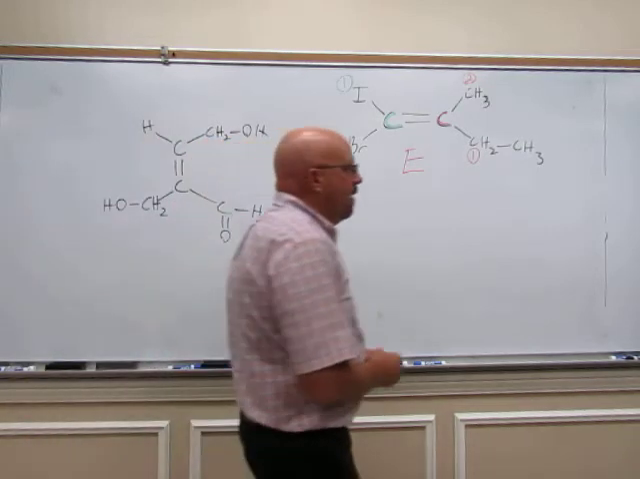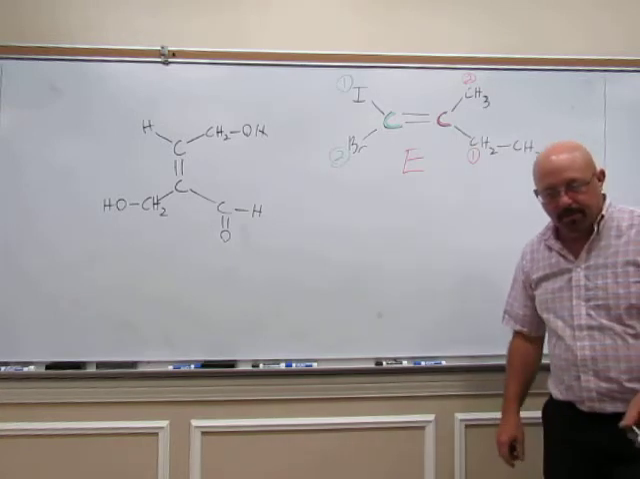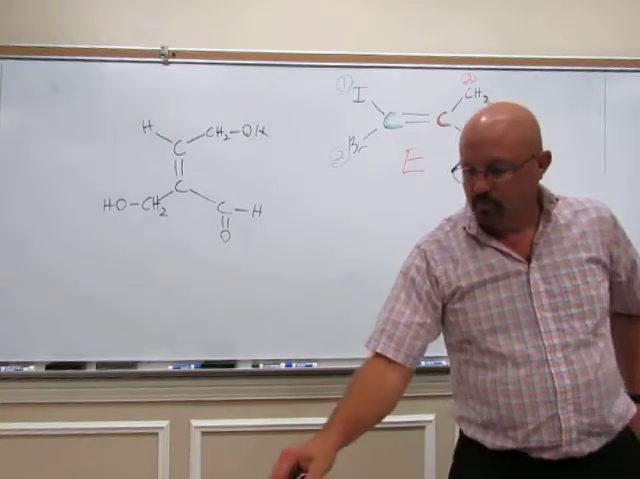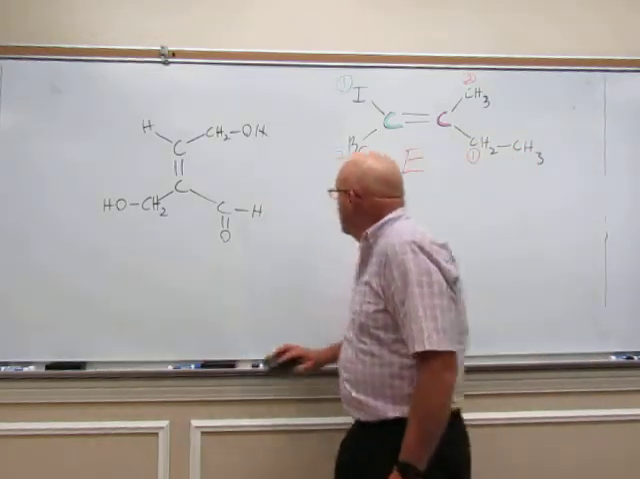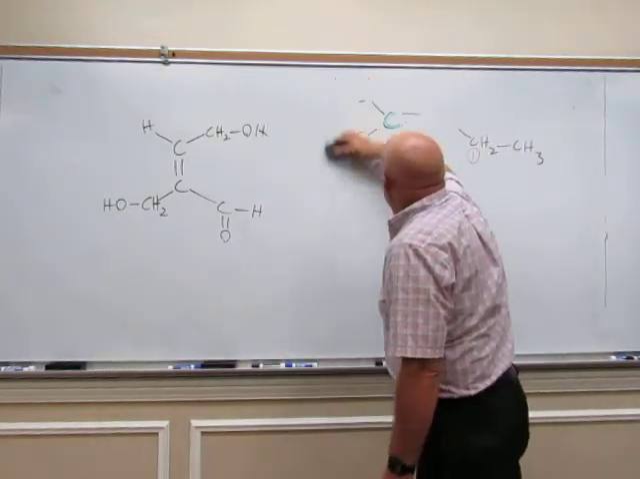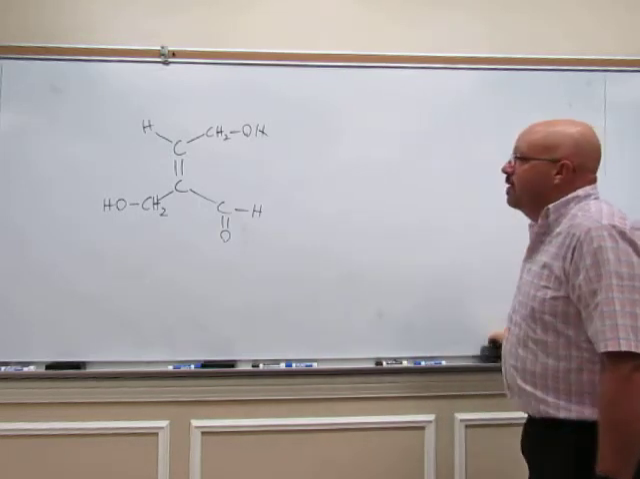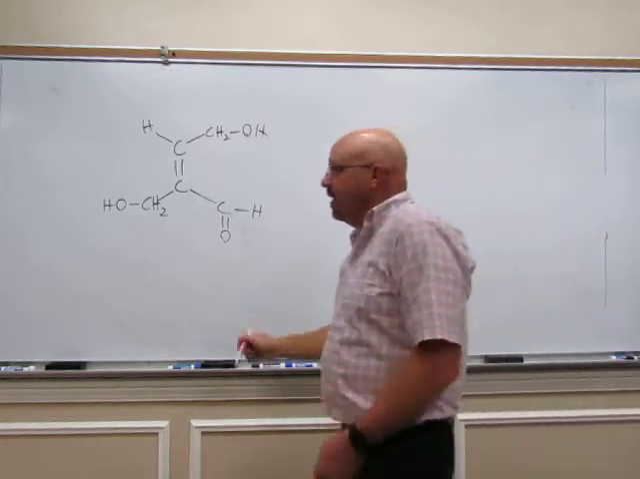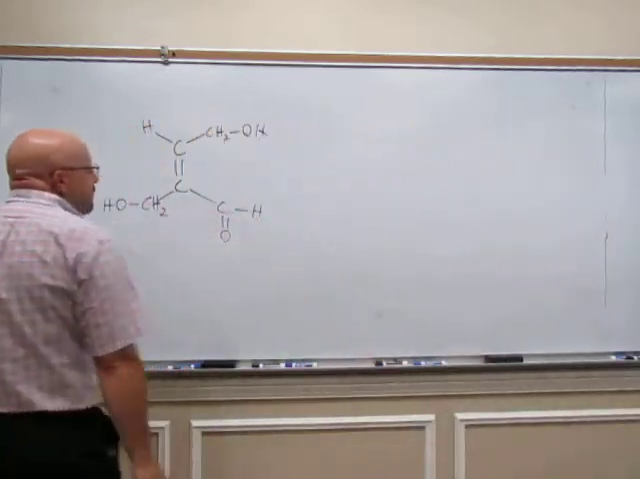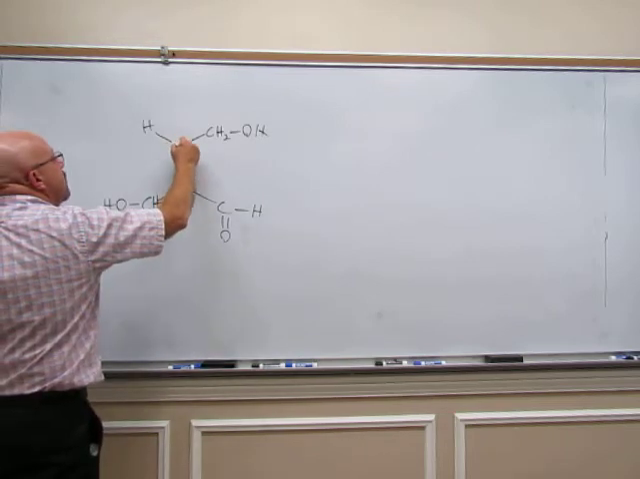Okay, looking at that one. Is that an E or a Z? Anybody? Z. Z. Okay, let's take a look. Got a 50-50 chance. Let's assign priorities on each carbon of the double bond.